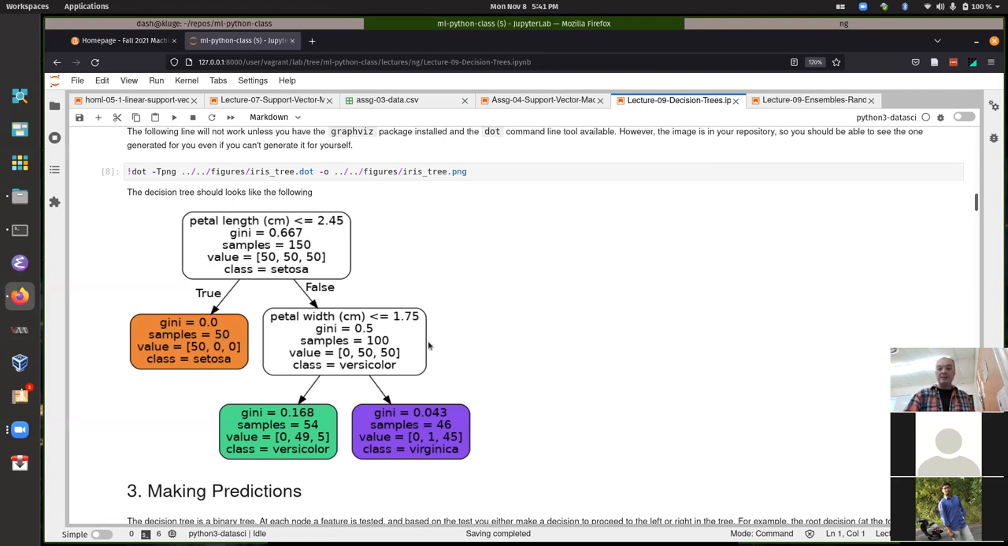Else we go over here, maybe do another test. If we get to a leaf node, then that's where we make the decision. So in this case, if it's less than 2.45, we go left here. So if our check condition is true, we go left. And since that's a leaf node, that makes a decision. So we're going to predict that the class is setosa in this case, right?